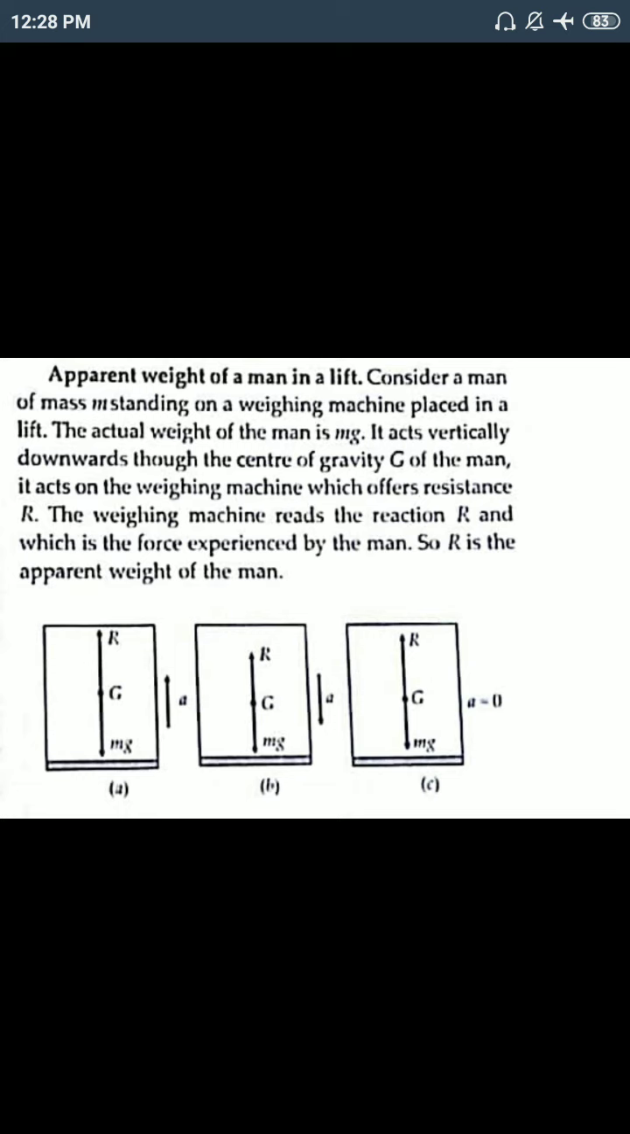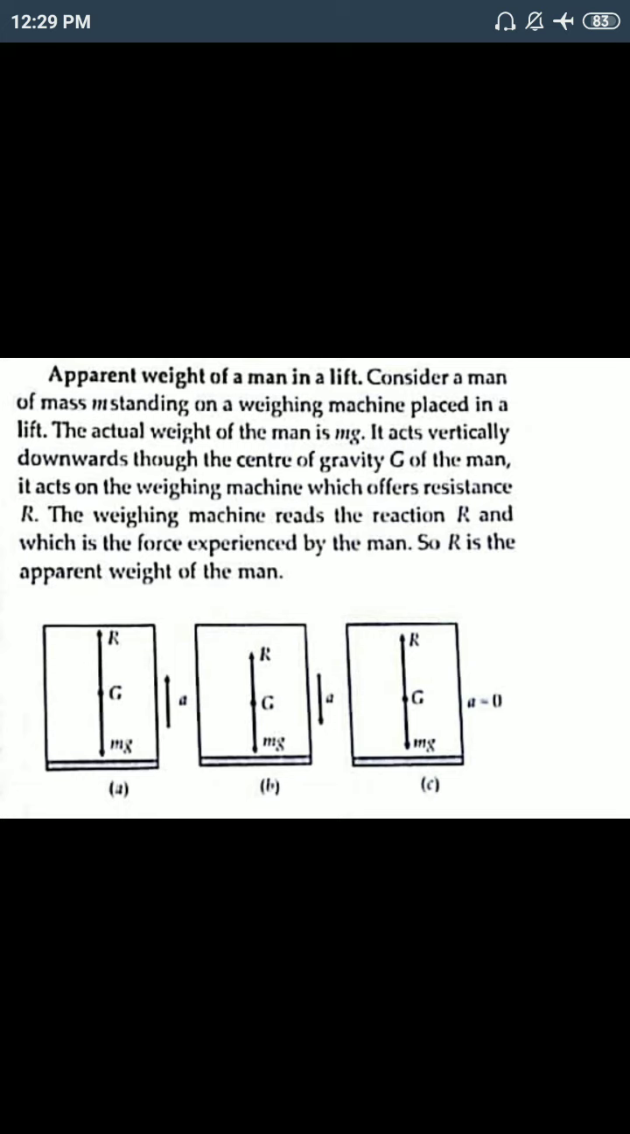It acts vertically downward through the center of gravity G of the man. We know this. As shown in this figure, capital G is the center of gravity. And it acts on the weighing machine, which offers resistance R. So the weighing machine reads a reaction R, which is the force experienced by the man. So R is the apparent weight of the man.